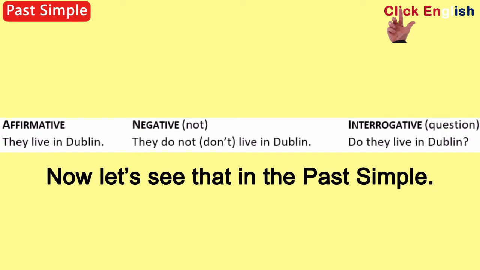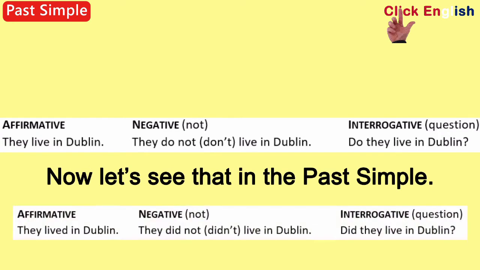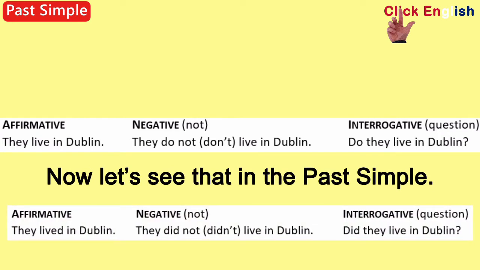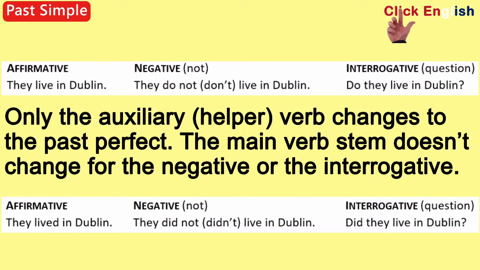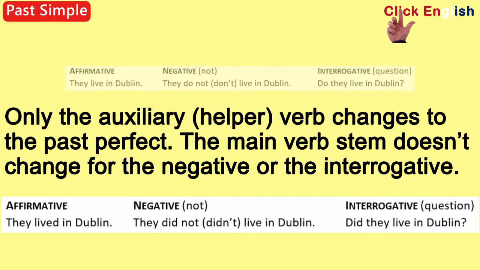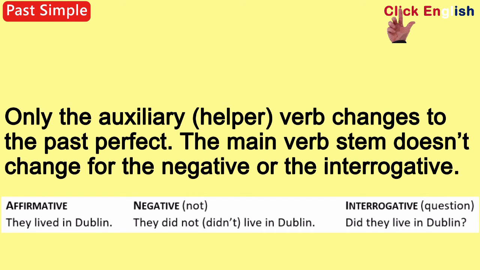Now let's see that in the past simple. They lived in Dublin. They didn't live in Dublin. Did they live in Dublin? Only the auxiliary, the helper verb, changes to the past. The main verb stem doesn't change for the negative or the interrogative.